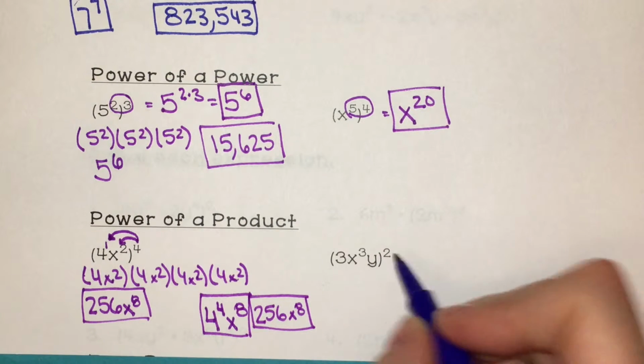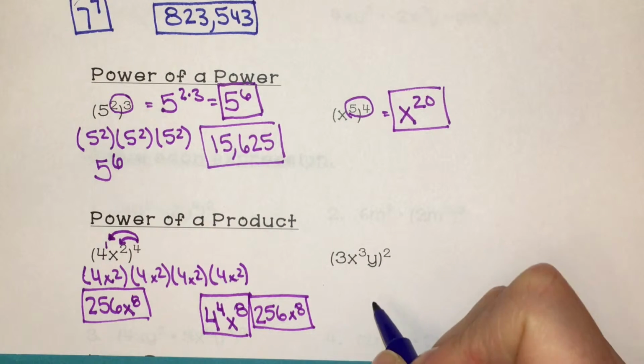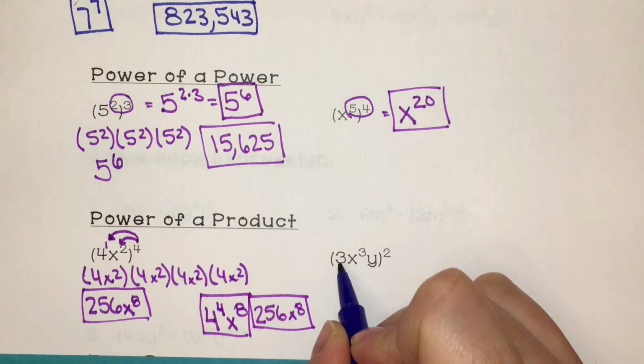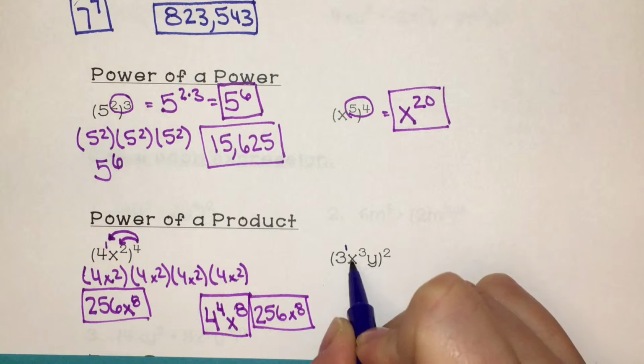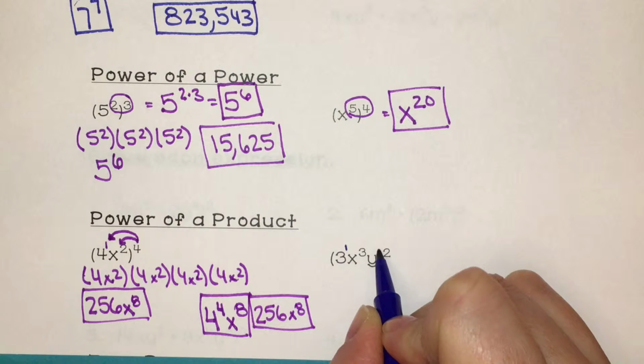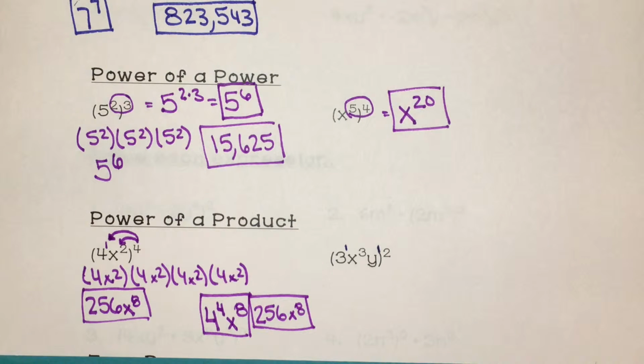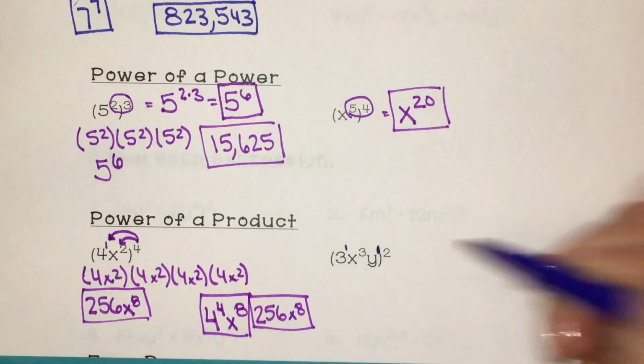Okay, over here, we have multiple variables. We have a number and multiple variables. So 3 is to the power of 1. We have x cubed, and y needs to be to the power of 1. Remember, it means how many times you multiply the base times itself. Well, there's just one y there, so it's just times itself once.